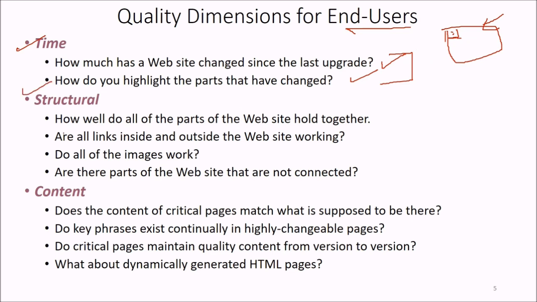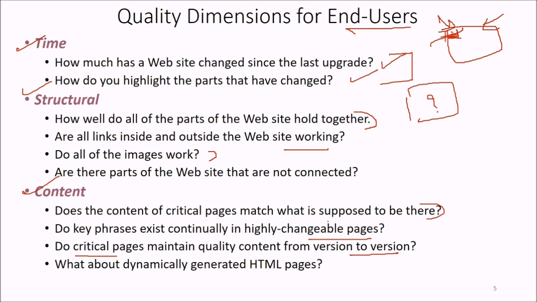The structural quality dimension for the end user is how well all the parts of the website hold together. The links which are going outside or inside the website, are they working or not? And do all the images work? Do I have any sign like this, or are there parts of the website that are not connected? And what about content? Does the content of critical pages match what is supposed to be there, or do key phrases exist continually in highly changeable pages? And do critical pages maintain quality content from version to version? That means my idea or my thing which was very important to me was not there in the next version. I was only dependent on this quality content or this critical page.